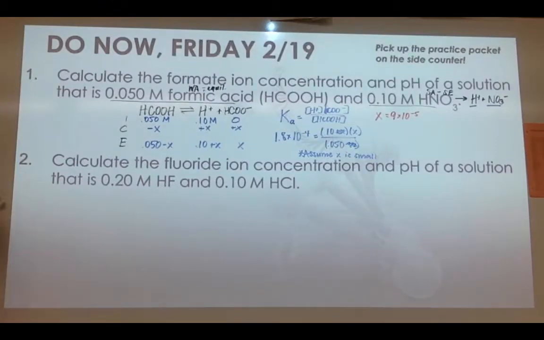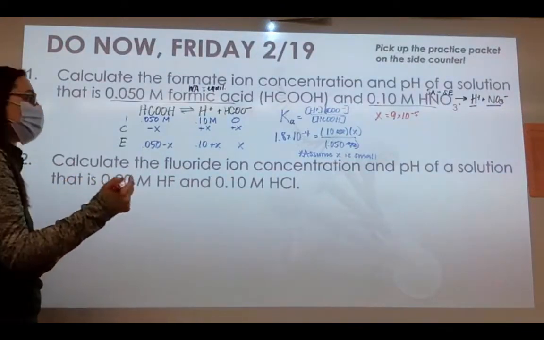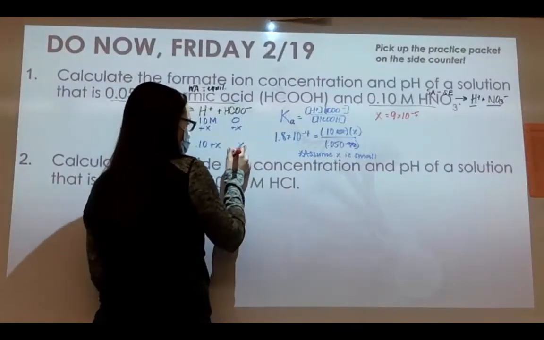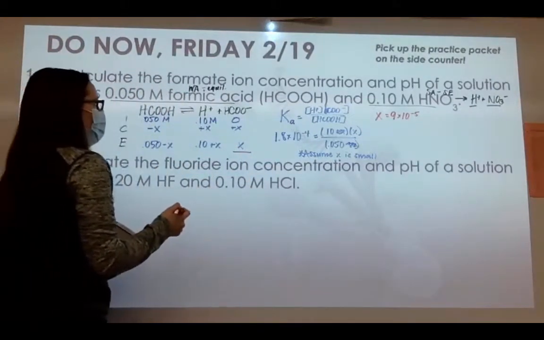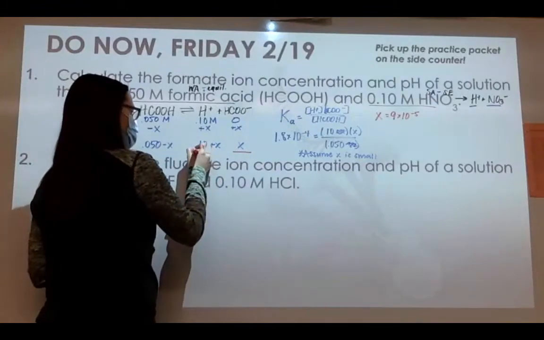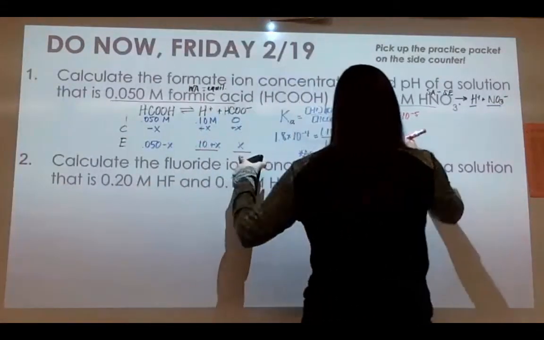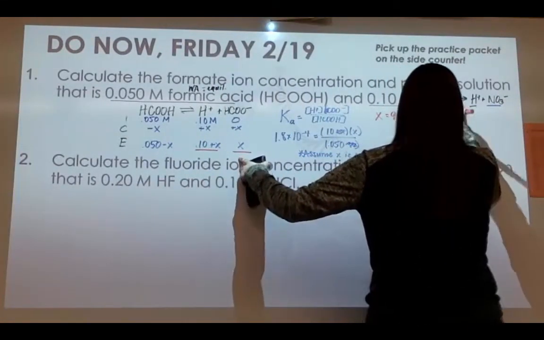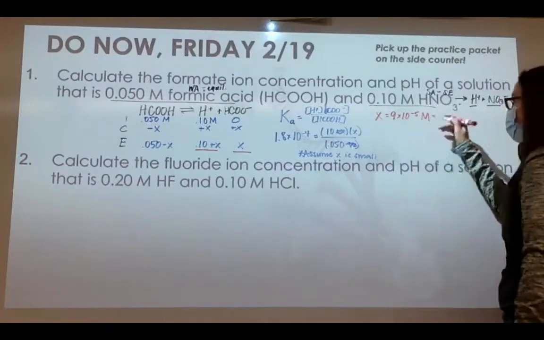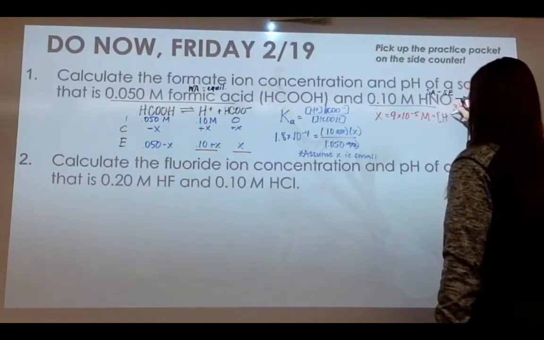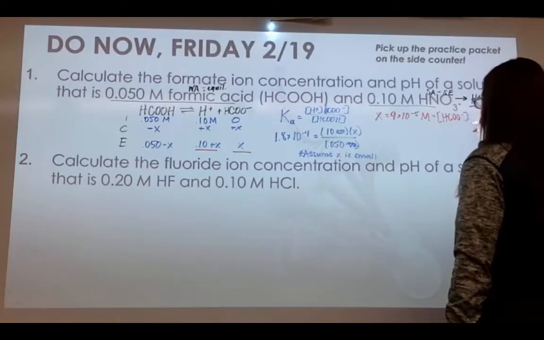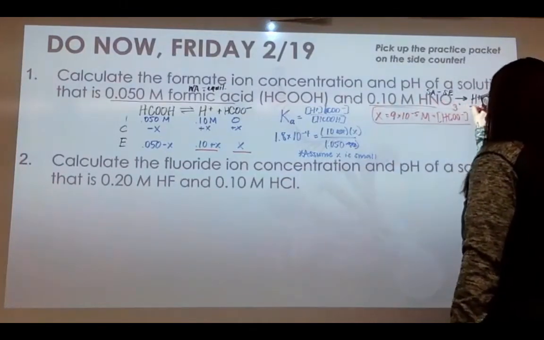Now go back to the question and see what it wants, because in number 1 it actually wants two answers. One of them is the formate ion concentration, and one of them is the pH. The pH can come from H plus at equilibrium. The formate ion concentration is x, so I'm just going to put molar as my unit and label it HCOO minus concentration.